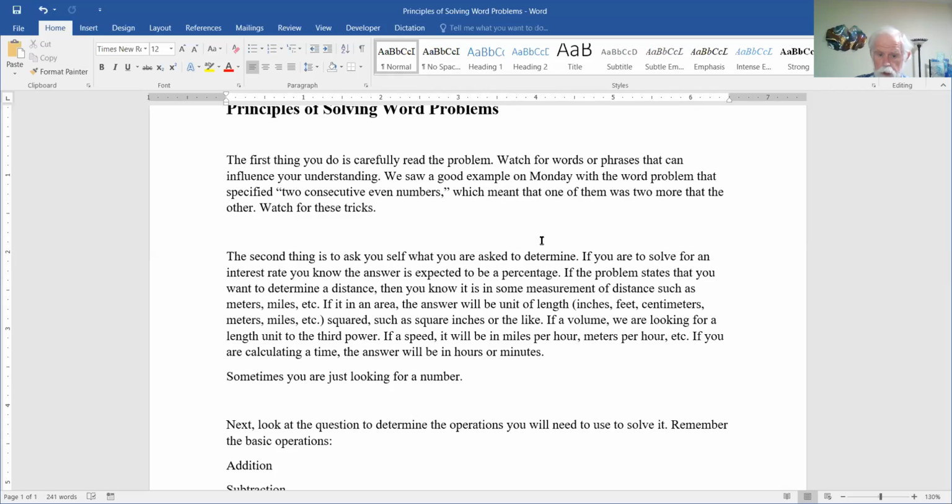Okay. So when you were doing that, we have to read the problem. What is it you're after? If you are after a speed, figure out what they're looking for. Is it miles per hour? Is it kilometers per second? Is it one of those things? So you want to know that. Now, sometimes you're only looking for a number. The problem that we had with the 2 consecutive even numbers on Monday was just that. We were just looking at numbers.